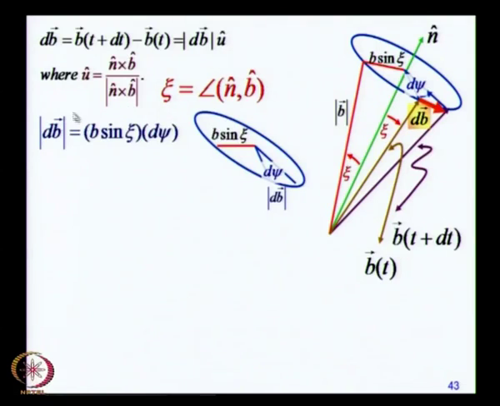The magnitude of this vector dB is this arc length, which is b sin xi, times the angular displacement, which is d psi. So, this is the magnitude of dB, the arc length, b sin xi, times this angular displacement d psi. So, b sin xi d psi is this magnitude dB. Is that clear?